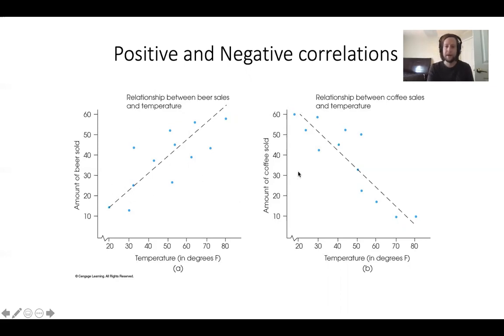Positive go up and to the right, negative go down and to the right. Any questions or comments on the difference between positive and negative correlations? All right, moving on.